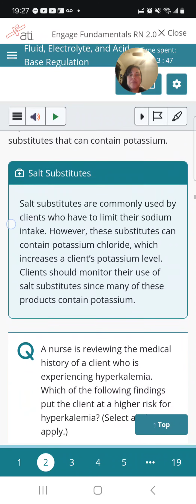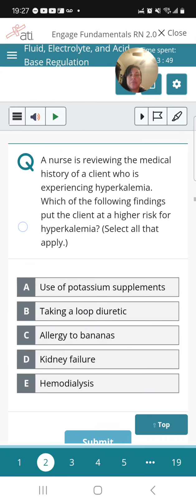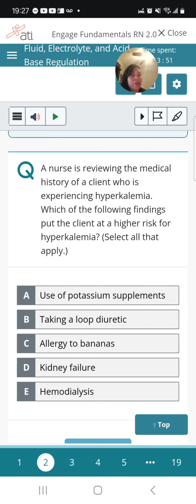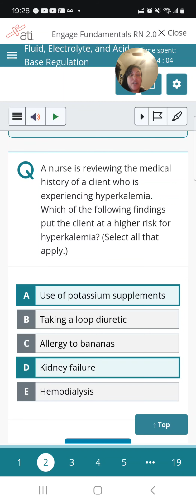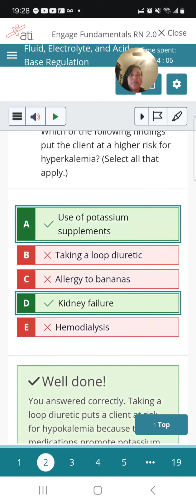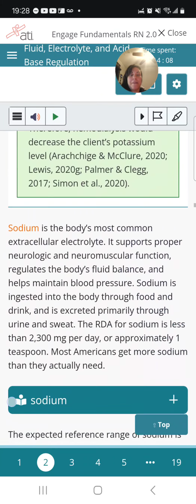A nurse is reviewing the medical history of a client who is experiencing hyperkalemia. Which of the following findings put the client at a higher risk for hyperkalemia? The use of potassium supplements, kidney failure. Yeah, those are the ones.